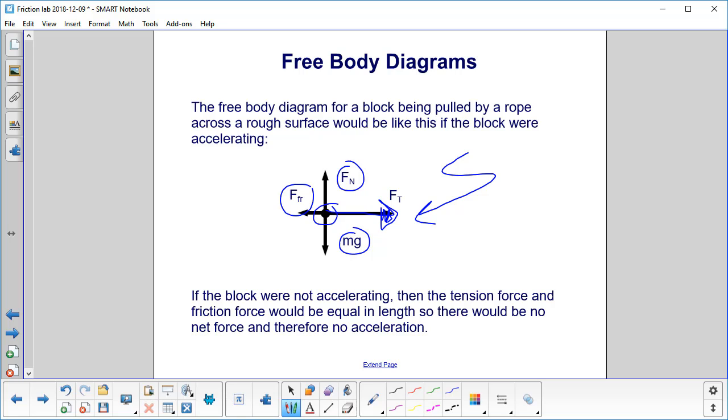Now, if the block is accelerating, the tension force will be greater than the friction force. So when you add the two of them together, you'll get a net force in that direction. But if the block were not accelerating, if it was moving at a constant speed or not moving at all, then the tension force and friction force would be equal in length. This way there'd be no net force in the x direction and no acceleration.